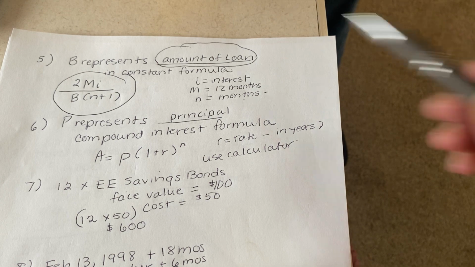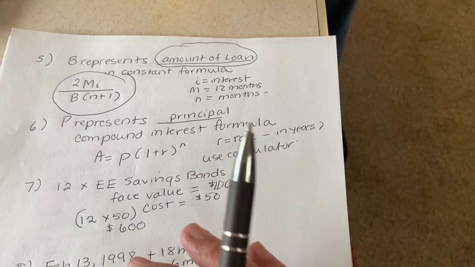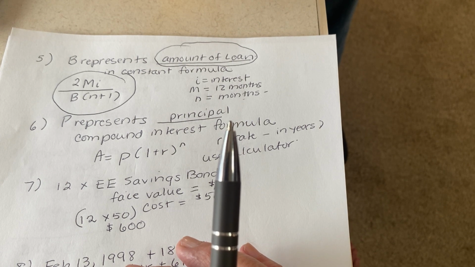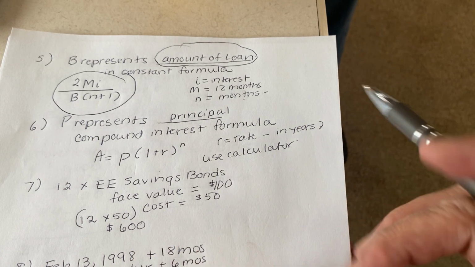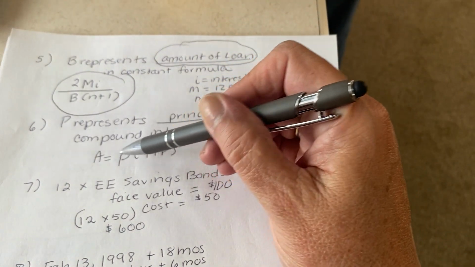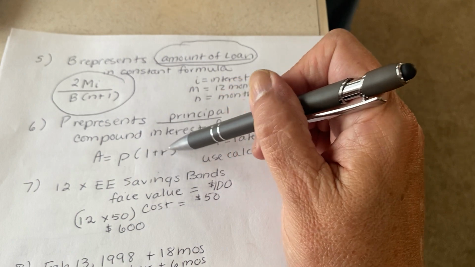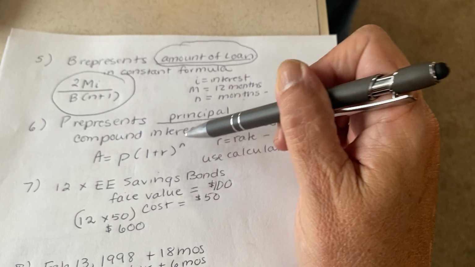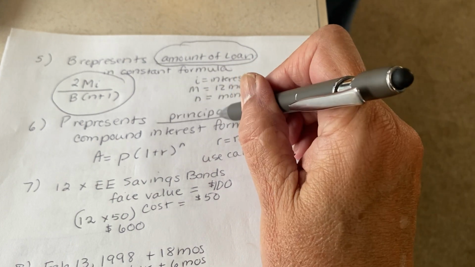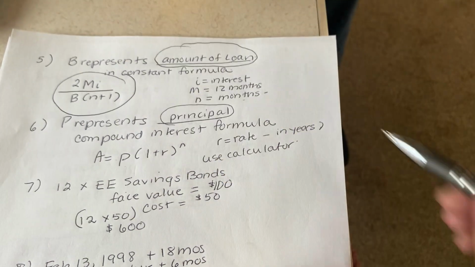B represents the amount. Okay? Write what P represents in the compound interest. So here we have compound interest. Remember this: A equals P times (1 plus R over N) raised to a power. So what does the P represent? P is always going to represent principal, right?